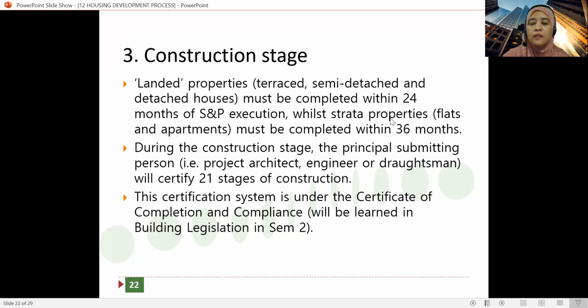While strata properties, including flats and apartments, must be completed within 36 months, okay, from the signing of the sale and purchase agreement. But having said that, later on you will see what is the effective date. Is it the date you sign the sale and purchase agreement, or if you pay first, say you pay a small deposit, then only you sign? Sebenarnya tarikh you bayar tu is when the clock starts ticking against the developer.